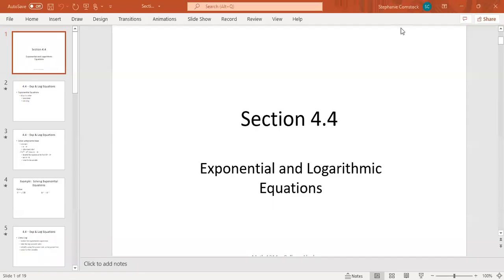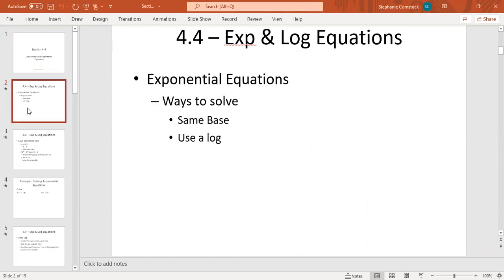So for section 4.4, we're going to be talking about solving exponential and logarithmic equations, and we're going to break this down into several videos, each covering one type. We're starting with the exponential side. For exponentials, there are two options for how to solve. One involves getting the same base, and the other, when we can't get them to the same base, is to use logarithms to help us solve it.